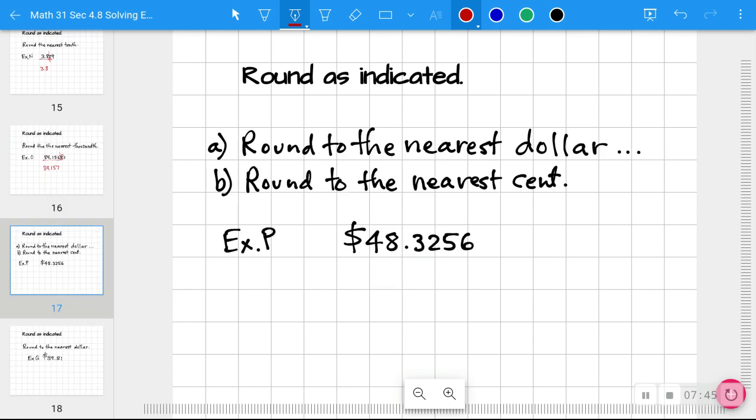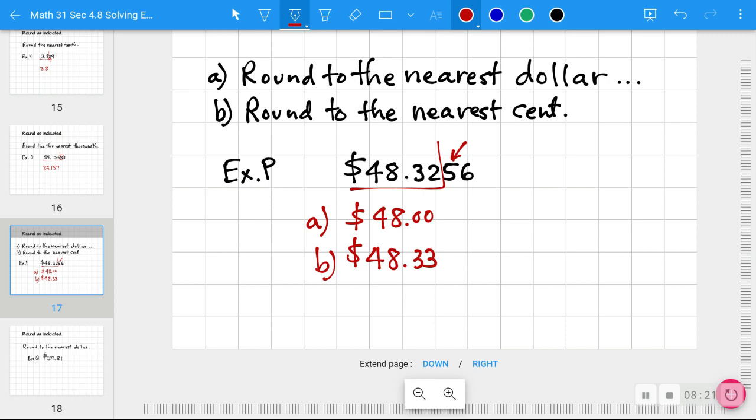Okay, in this one here, we're supposed to round. There's actually 2 parts here. First, round to the nearest dollar. And since we have a 3 next door, we're going to go with $48. Dollars, you want to put the extra zeros on. And then the nearest cent, well, we're going to keep this at 32. I don't think so. It's got a 5 next door, which bumps it up. So $48.33 is the correct rounding on this problem.